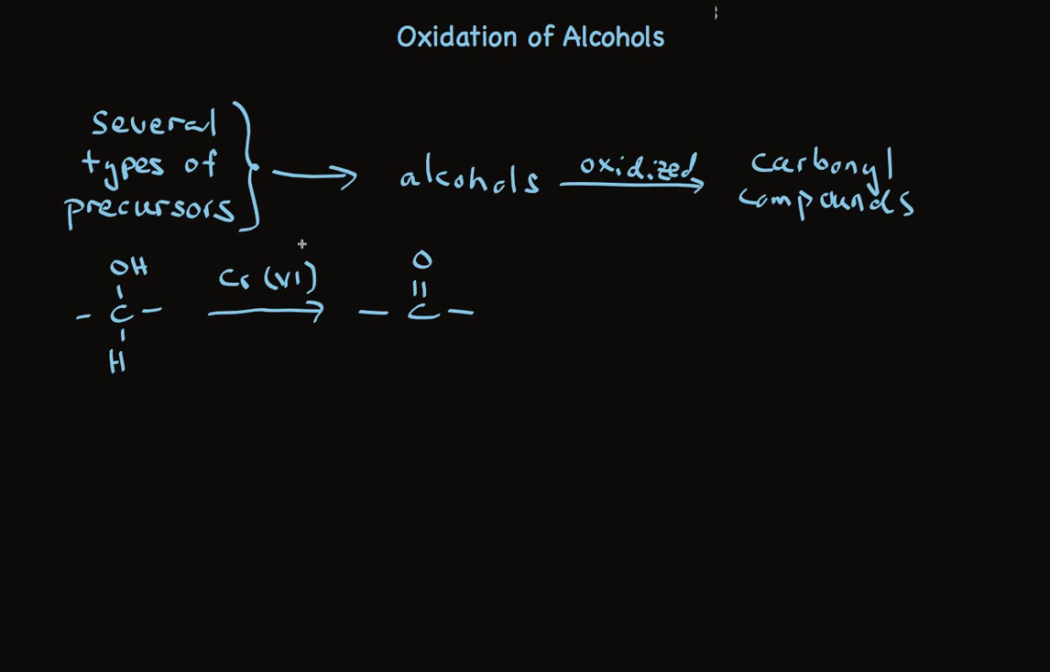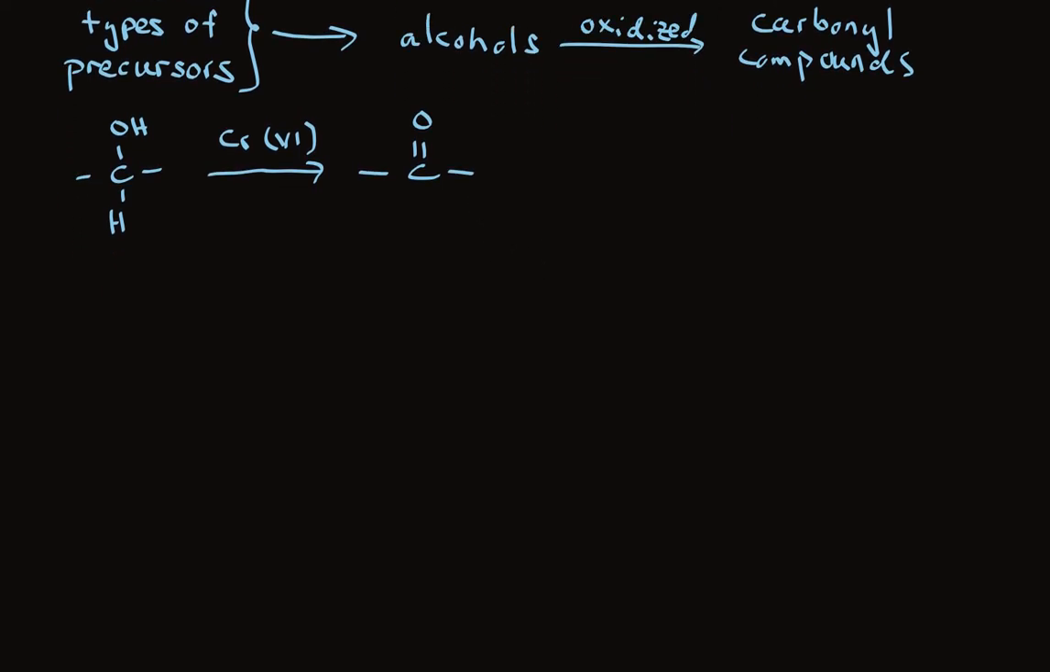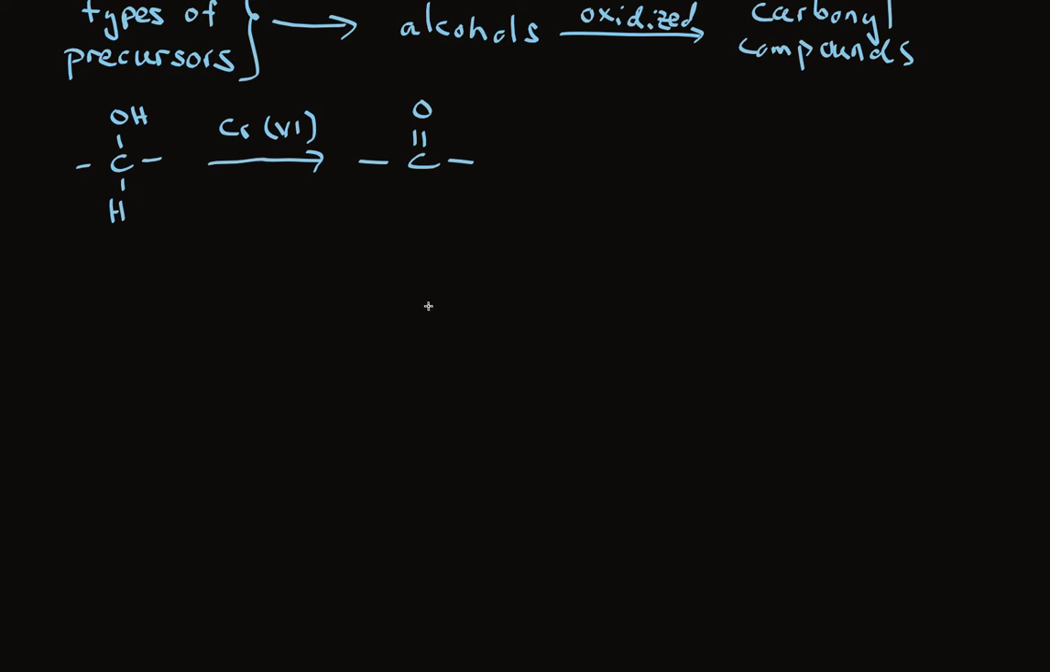The exact chromium reagent we choose and the exact alcohol we start with will determine which of several functional groups we make. So let's be specific, and I'll show you which alcohols can be oxidized to which functional groups using which reagents. There are two reagents that we need to talk about. One of them is chromic acid.